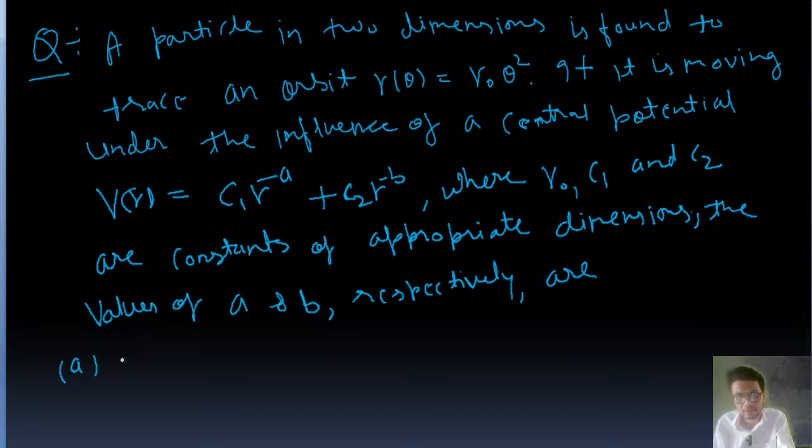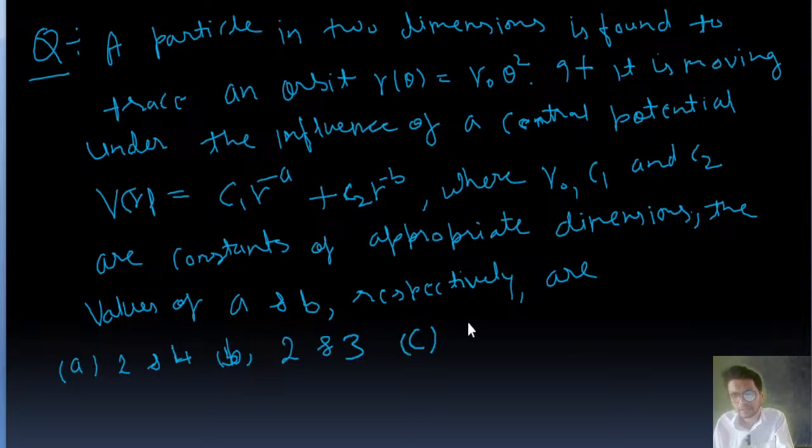option A is 2 and 4, option B is 2 and 3, option C is 3 and 4, option D is 1 and 3. Okay, so this is the question, guys.